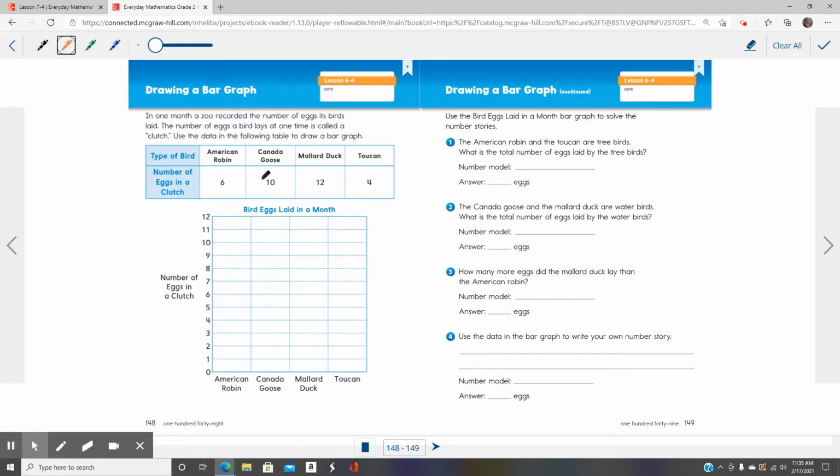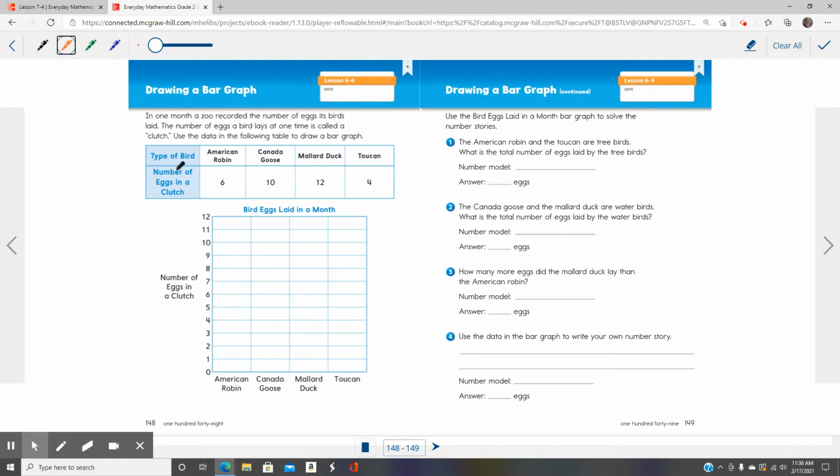Okay, so in the bar graph, we see types of birds. We see the American robin, Canada goose, mallard duck, and toucan. Love those toucans with their very colorful beaks. And here they give us information about the number of eggs that are in a clutch. So when these birds lay eggs, how many eggs are usually in the clutch? A clutch is a fancy word for group of eggs that are laid together.